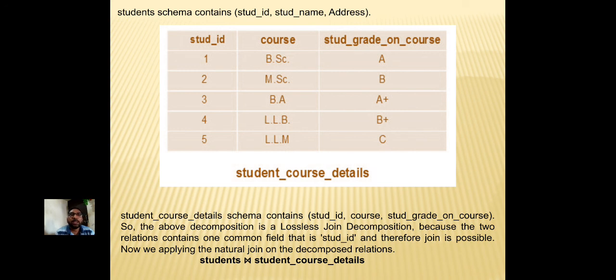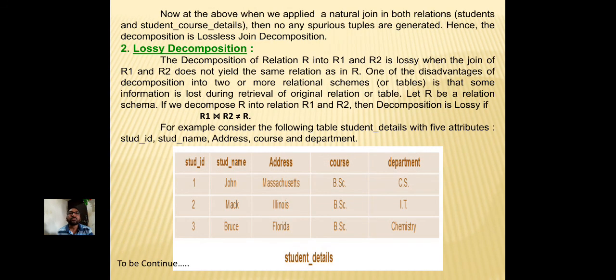Now we apply the natural join on the decomposed relations, student and student course details. Now at the above, when we applied a natural join on both relations, student and student course detail, then no spurious tuples are generated. Hence the decomposition is a lossless join decomposition.